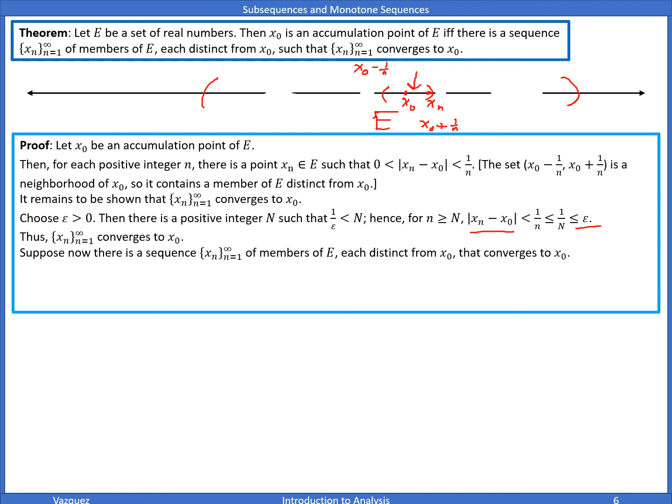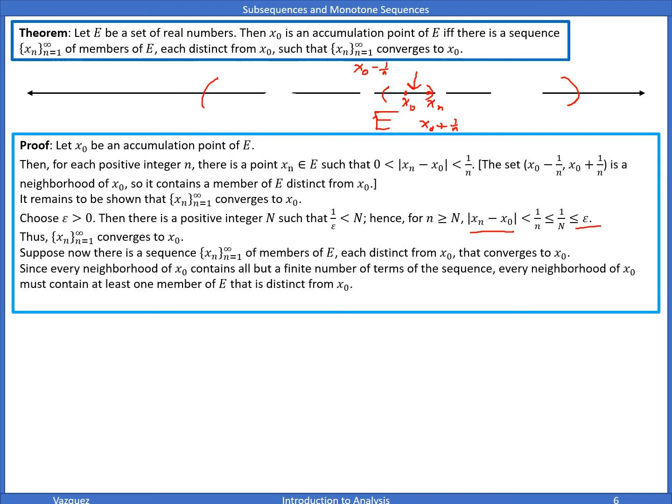And now, since it's biconditional, we're going to suppose that there's a sequence x sub n of members of E, each distinct from x naught, that converge to x naught. Well, since every neighborhood of x naught contains all but a finite number of terms of the sequence, every neighborhood of x naught must contain at least one member of E that is distinct from x naught. So what does that tell us? That tells us that x naught is an accumulation point of E by definition.